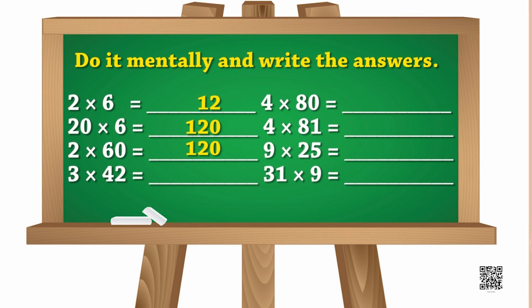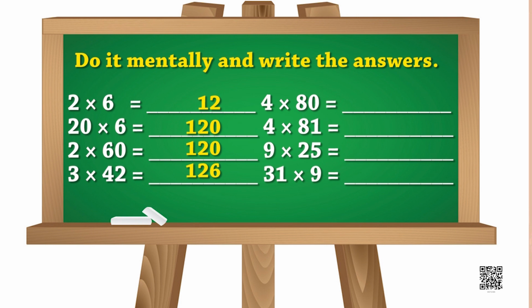The next problem is 3 into 42. My guess is I make the number nearest to the tens. So, the nearest ten to 42 is 40. 40 into 3 is 120. Then I need to add 2 extra 3s to that. Therefore, my guess would be more than 120. If I calculate it, it becomes 126. So, my guesswork is very close to the exact answer.